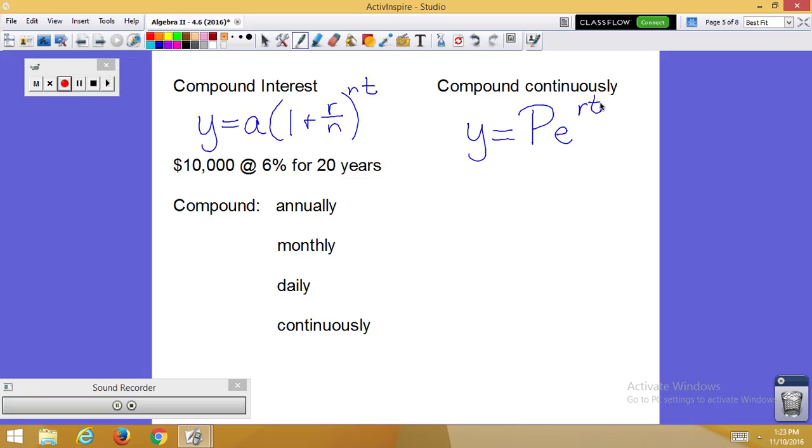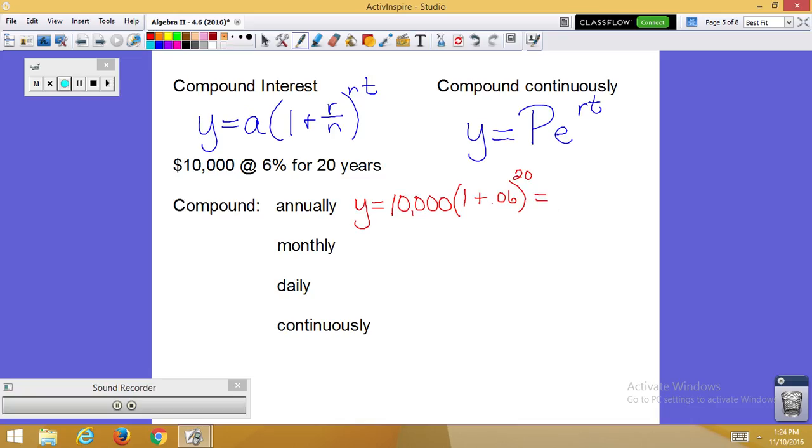So I'm going to start with the equation of $10,000 at 6% for 20 years. I want to begin by compounding it annually. Annually, my equation would look like this. Y equals 10,000 times 1 plus 6%. If I'm only compounding it annually, then I would divide by 1, so I didn't write that. And 1 times 20 is 20.